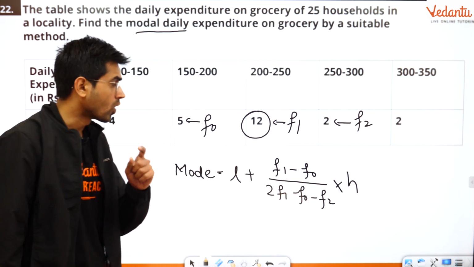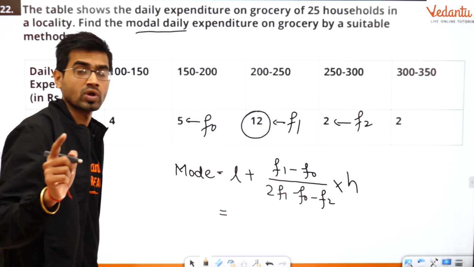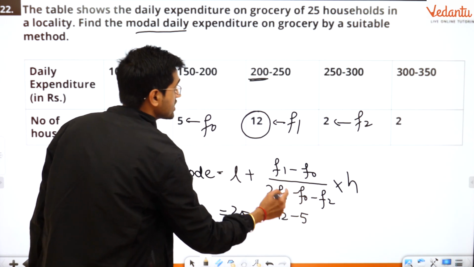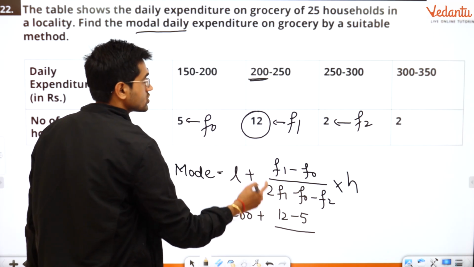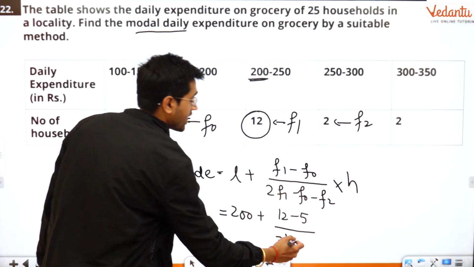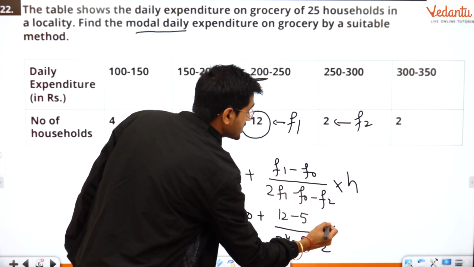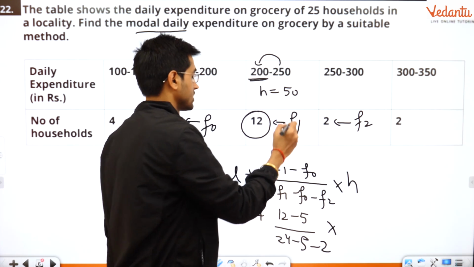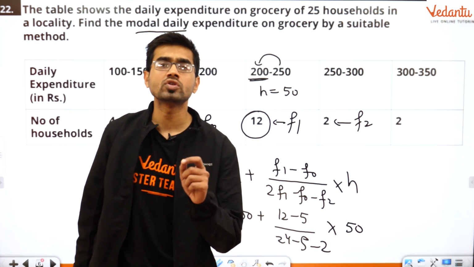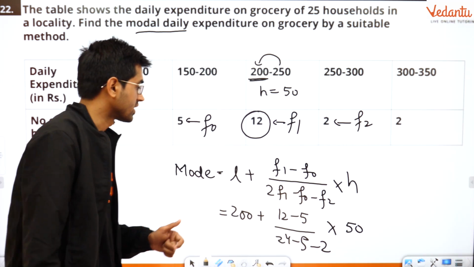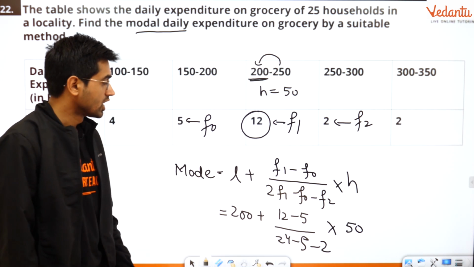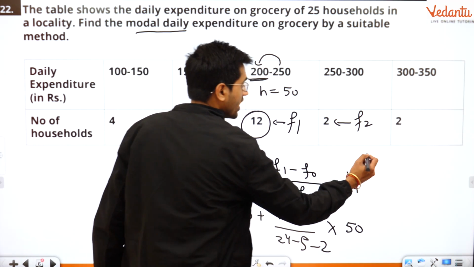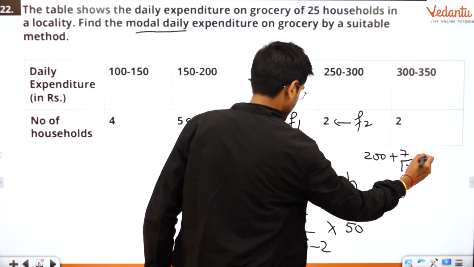What you want to do now? You want to just do this. L, what is the lower limit of this class? 200. What is f1? 12. What is f0? 5. 2f1, so 2 into 12, 24, minus f0, 5, minus f2, 2. What is the class size? The difference between the upper class limit and the lower class limit. How much is it? It is 50. So into 50. Have you understood that? Any issue you have? No. Great. So what is happening? Simplify this. 12 minus 5, 7. 24 minus 7, 17. So it is 200 plus 7 by 17 into 50, if I am not wrong.